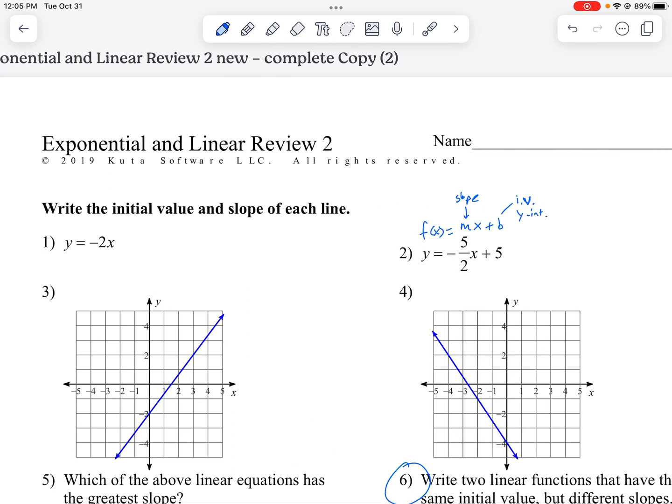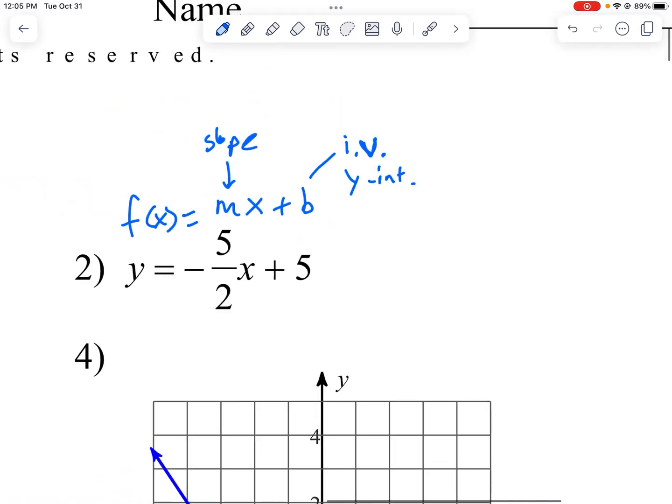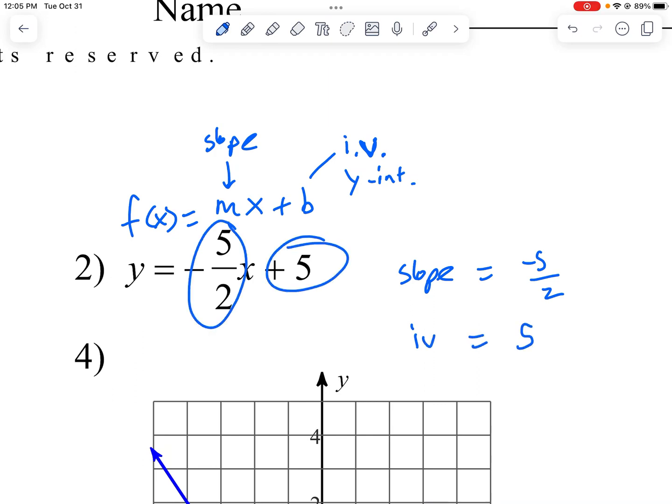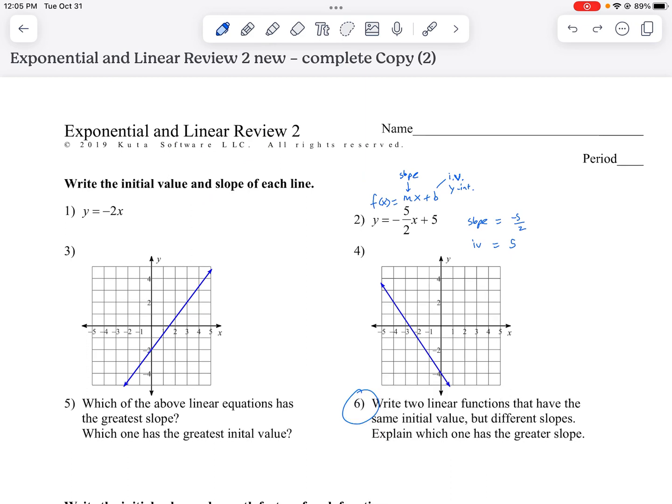So we need to be able to write the initial value and slope for each line. So we're just going to have slope is -5/2, and then our initial value is going to be 5, right? Initial value, slope. So just write them out, and that's what's going on in a lot of these.